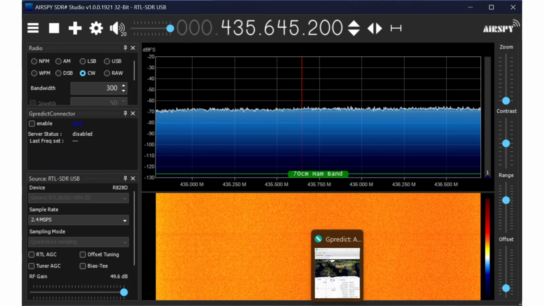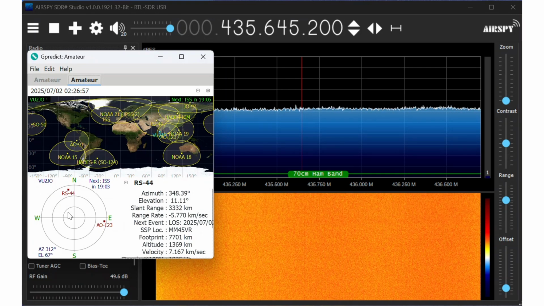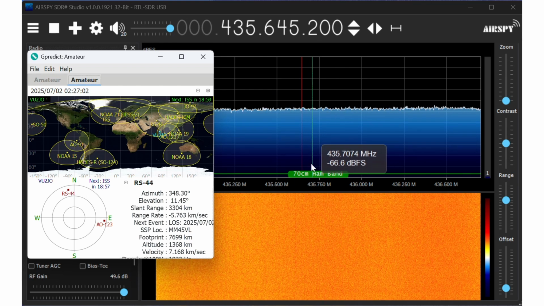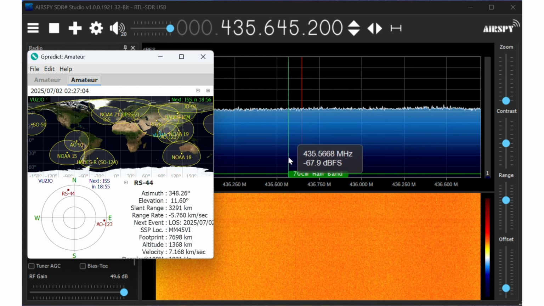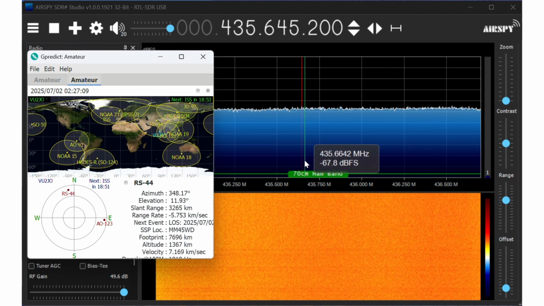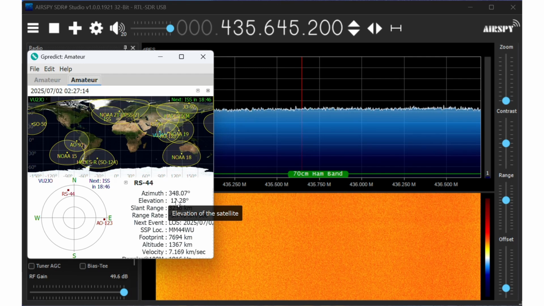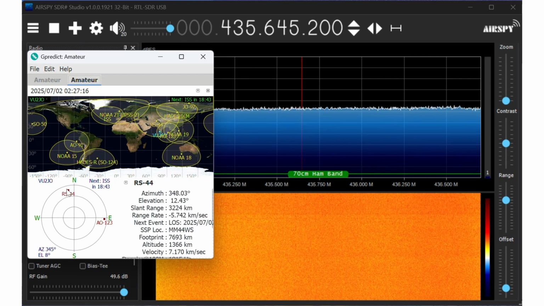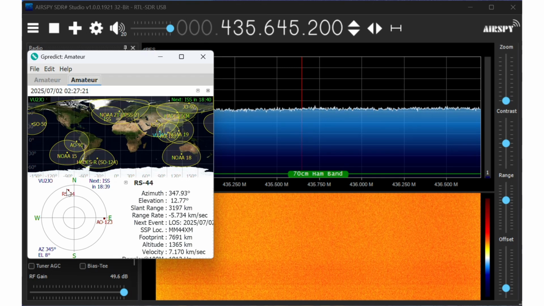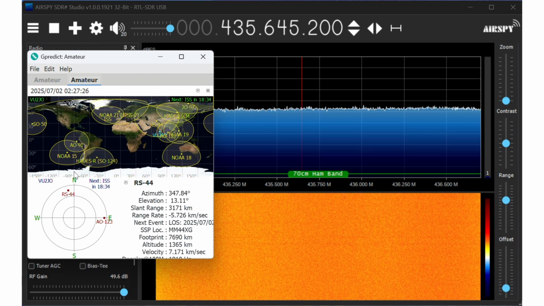So this time I am not using radio control. I am only using G-Predict to know where the satellite is, and I am going to tune the radio manually using the touchpad on the laptop. Now nothing is heard so far. It's only at 12 degree elevation coming from the north, or rather northwest. That's what I would say.